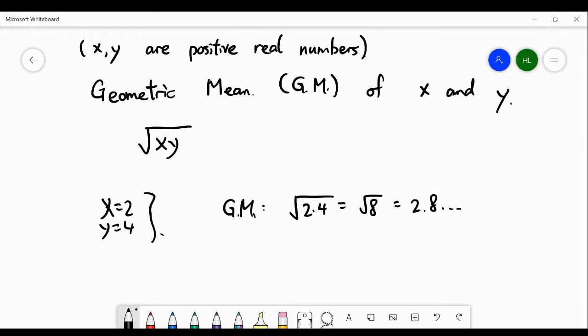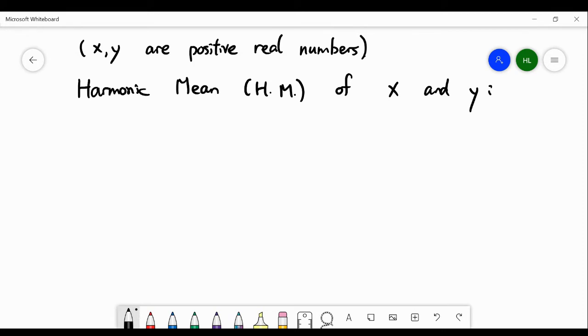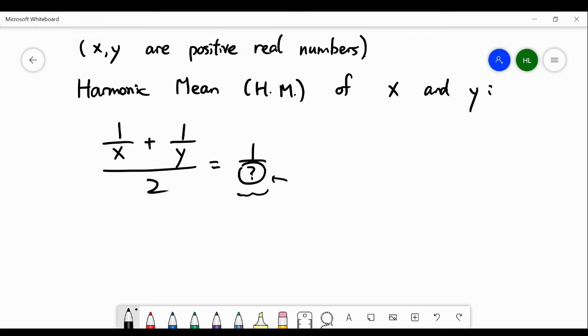So the next mean I would like to introduce is called the harmonic mean. Some people call it the HM of x and y. It is slightly more involved. So essentially, the question I would like to ask is as follows. We add up the reciprocal of x and y. So you add 1 over x to 1 over y, and you take the average of them. I would like to know what value should be in the denominator on the right-hand side to make this equation equal. And this is what we call the harmonic mean of x and y.